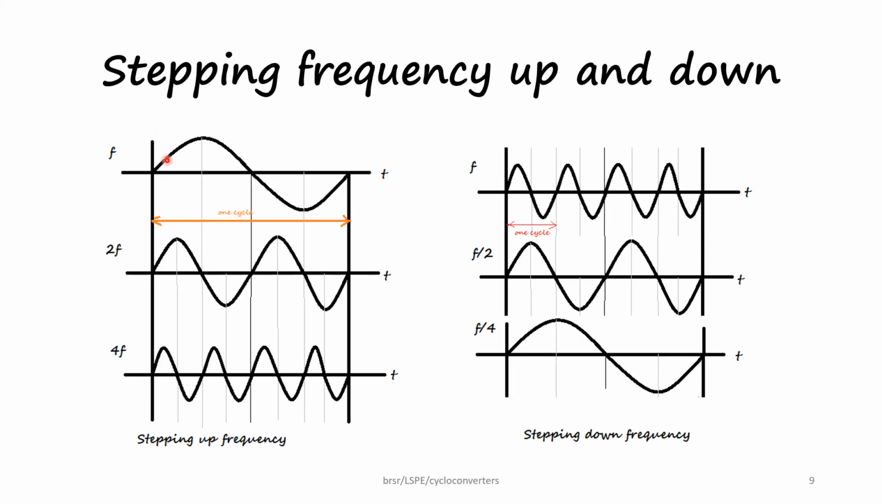Here we see that stepping up frequency means the frequency increases in a time period. The number of cycles increase from f to 4f. In this picture I have shown from f to 4f. So this is stepping up frequency. Stepping down frequency means from four cycles the frequency has come to just one cycle. Using a single circuit itself, we will be able to get either a stepped up frequency or stepped down frequency by proper operation of the thyristors.